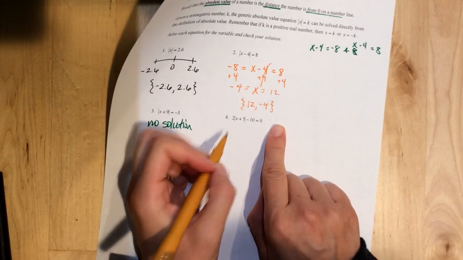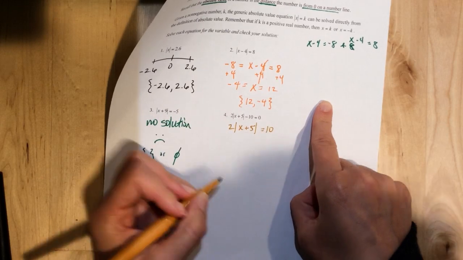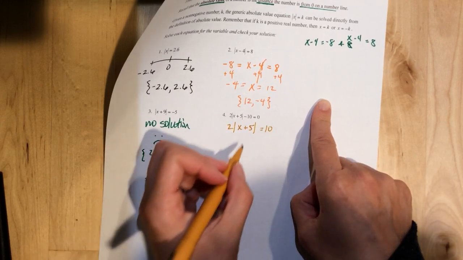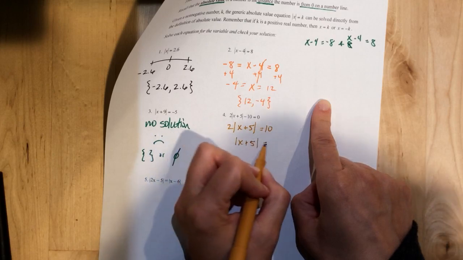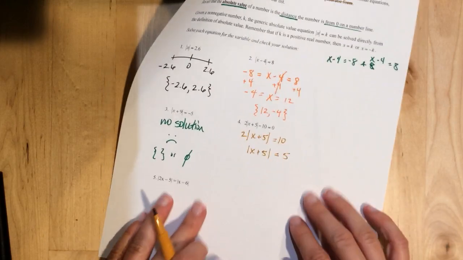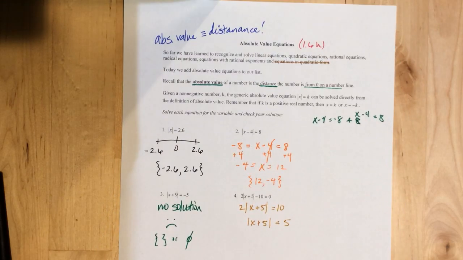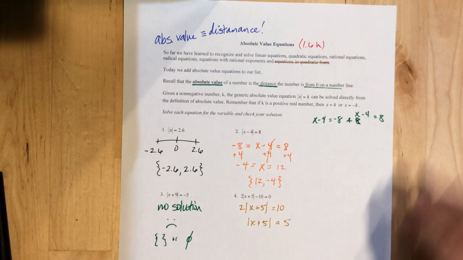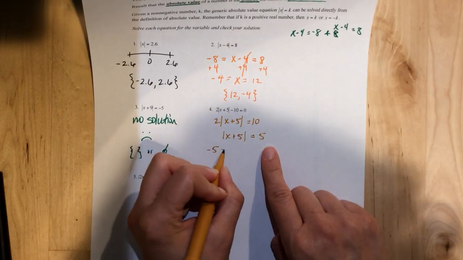So that means we add the 10 first. Then we divide by the 2, right? Again, because we're doing the order of operations backwards. Now we've isolated the absolute value, excuse me. So what do we do to drop the bars? We take the negative and positive of the outside number.